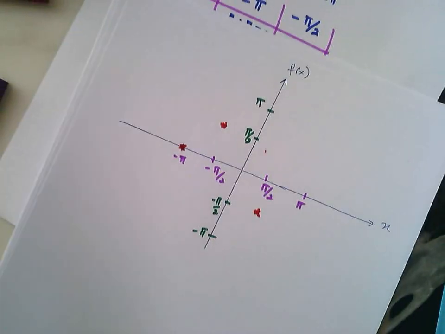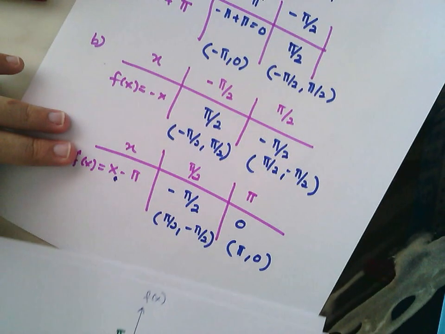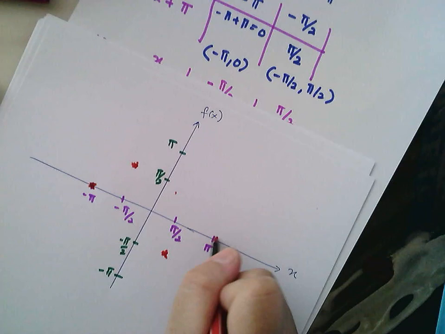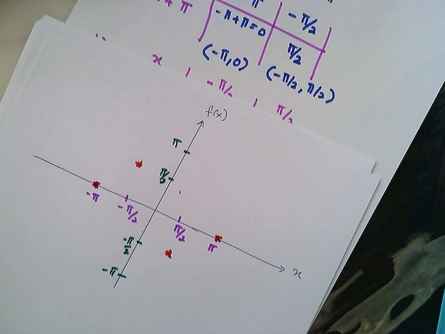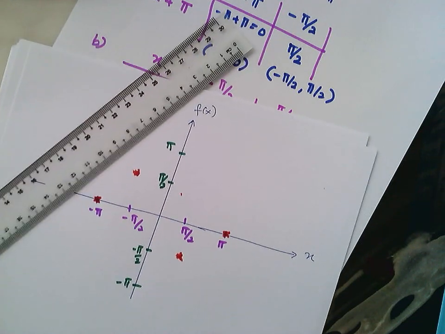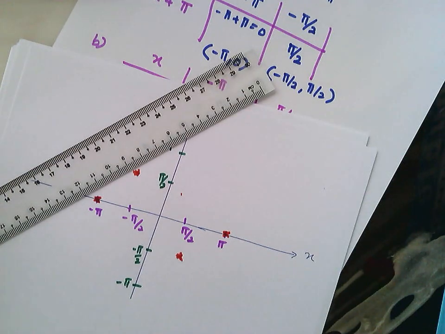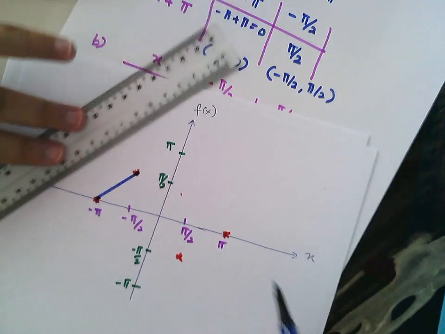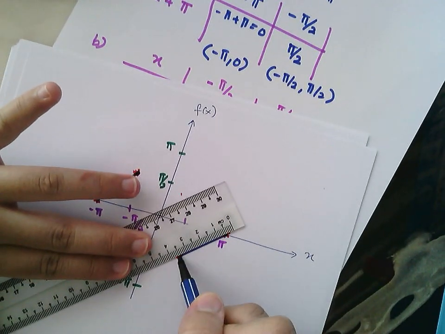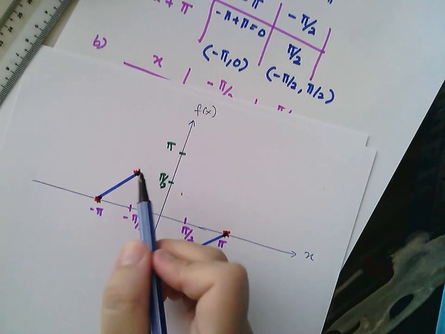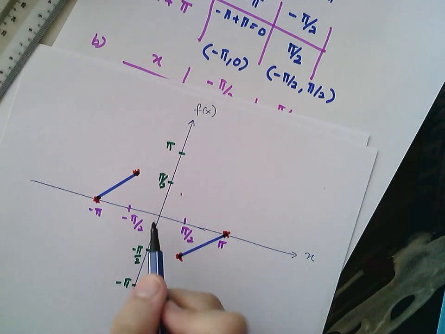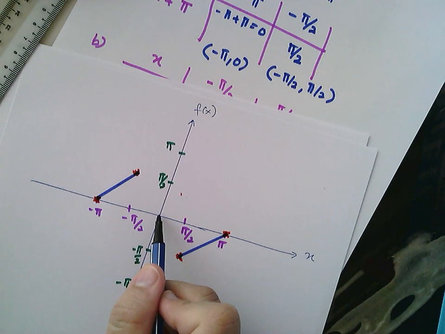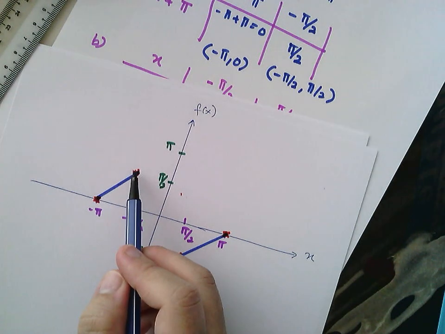And the last one is pi, 0. So pi, 0 will be here. So clearly you have a straight line here and another straight line here. Now your problem is how to sketch from here to here. So here you have a coordinate 0 and 0. So this is the first one, the second, third and the fourth one.